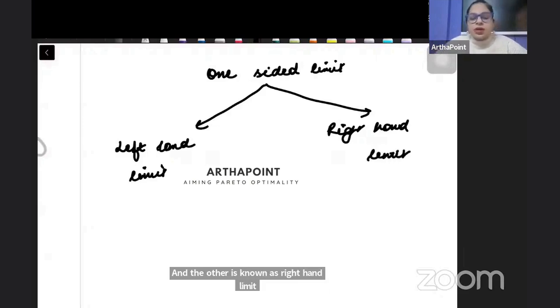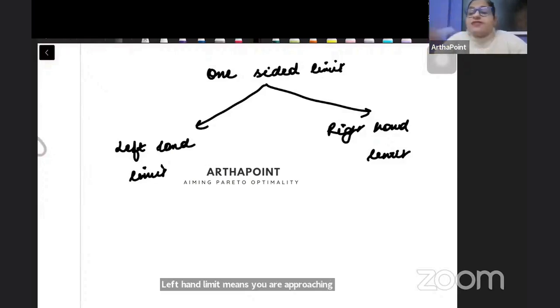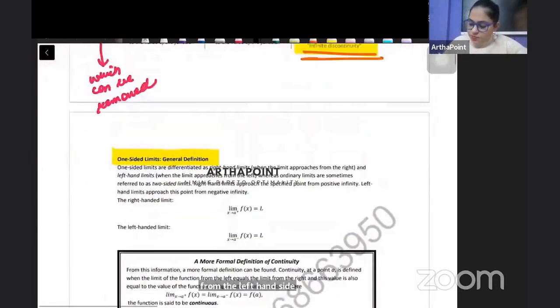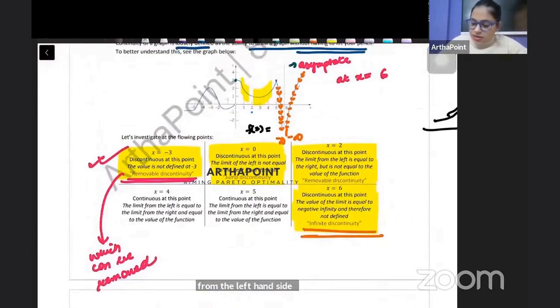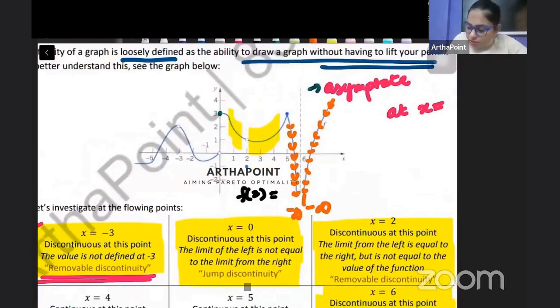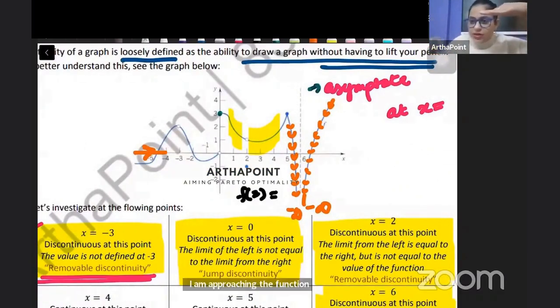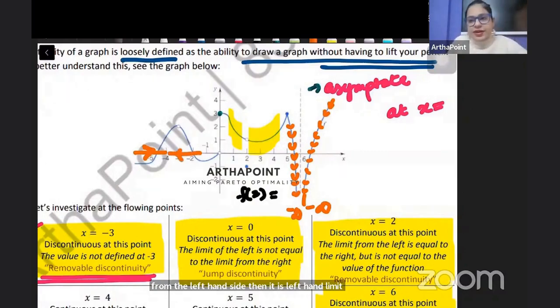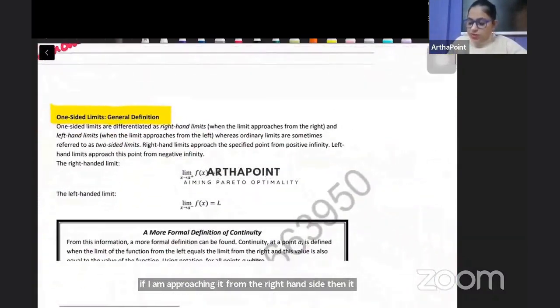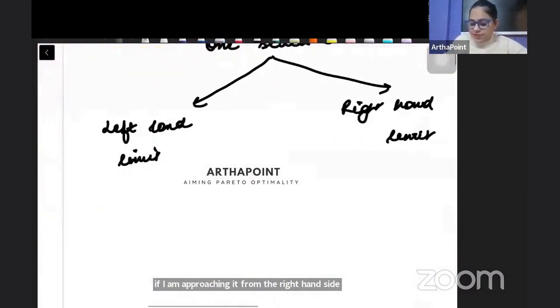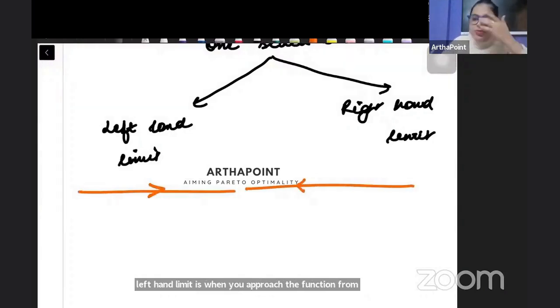Right, beta. Left hand limit means you are approaching the function from the left hand side. So जैसे यहाँ पर, from here, if I am approaching the function from the left hand side, then it is left hand limit. If I am approaching it from the right hand side, then it is right hand limit. So left hand limit is when you approach the function from the left hand side, and right hand limit is when you approach the function from the right side.